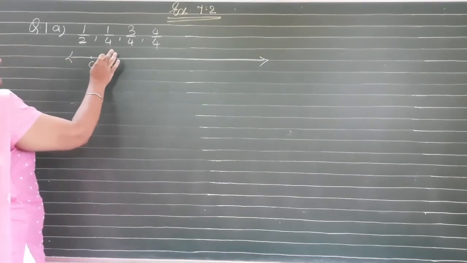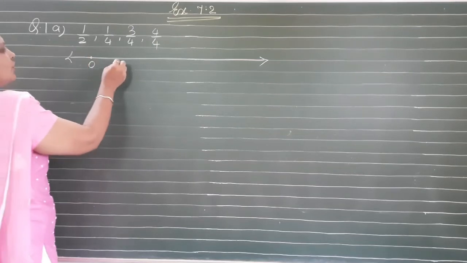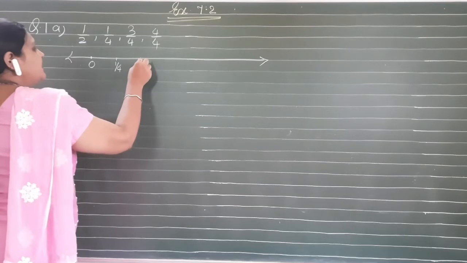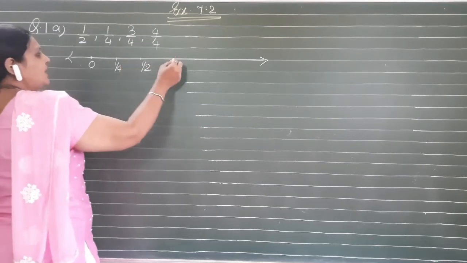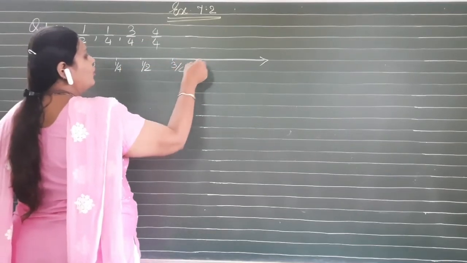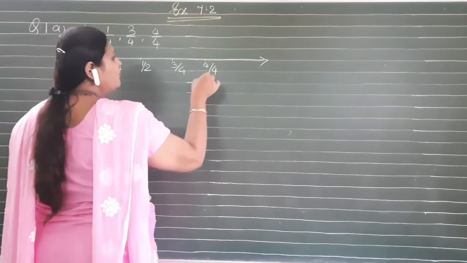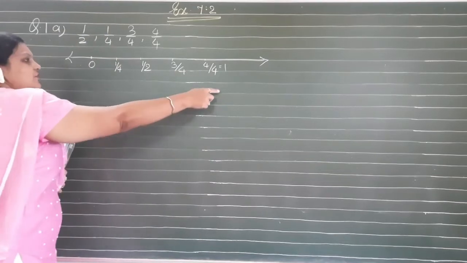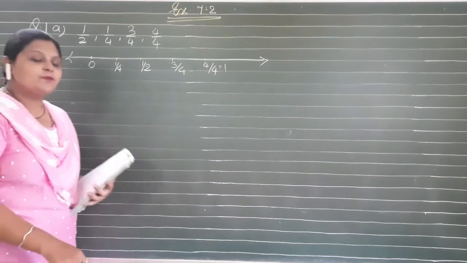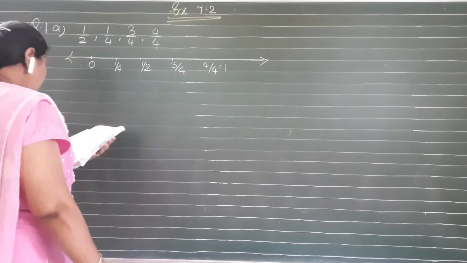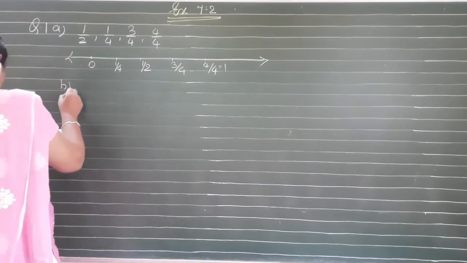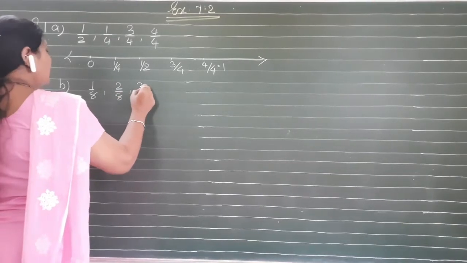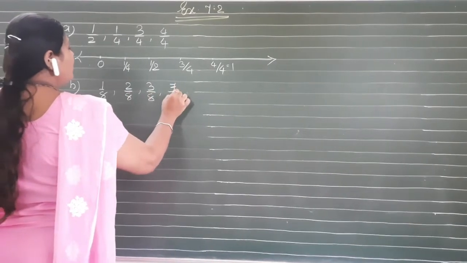So here 1 upon 4 is smaller than 1 upon 2, so we will locate that first. 1 upon 4, then 1 upon 2, then 3 upon 4 and then 4 upon 4. 4 upon 4 we can say is 1. So between 0 and 1 these 4 numbers are there. Next question B. 1 upon 8, 2 upon 8, 3 upon 8 and 7 upon 8.